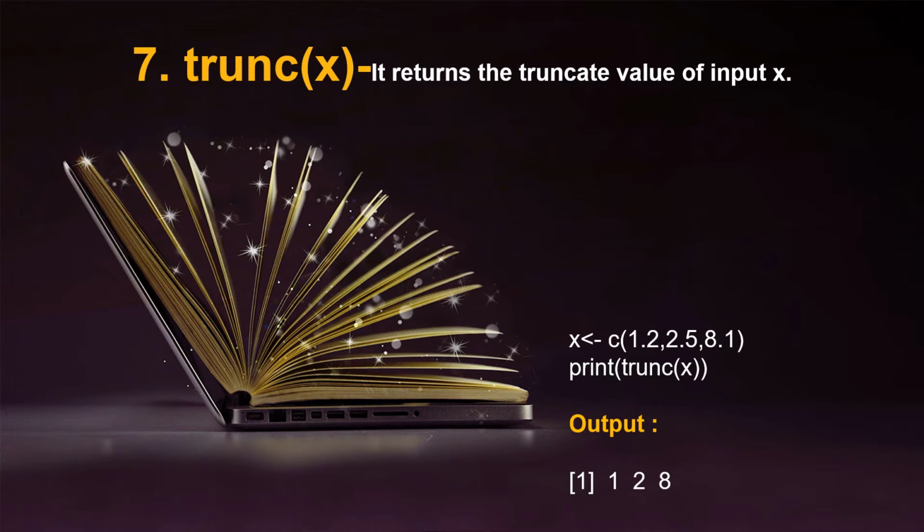The next function is the trunc function. It returns the truncated value of input x. When we say truncated value, for example, 1.2, 2.5 or 8.1 we are passing to x. So c is a list containing 3 values. The output will remove the decimal part, so 0.2, 0.5 and 0.1 will be removed. The output is 1, 2, 8.